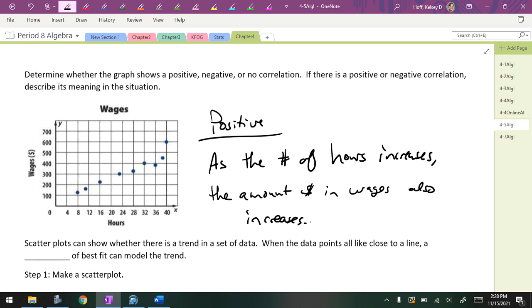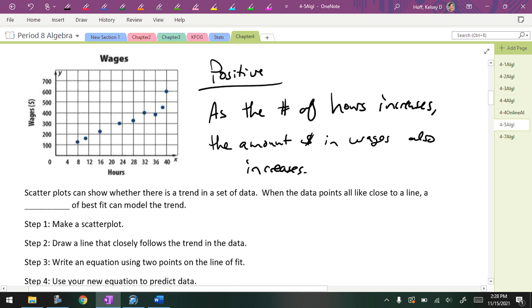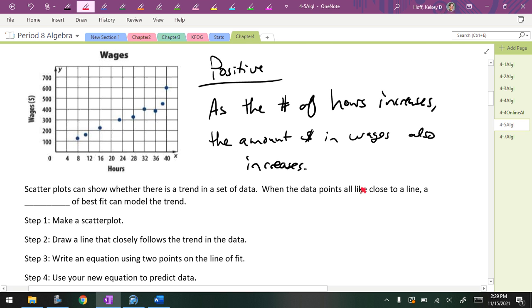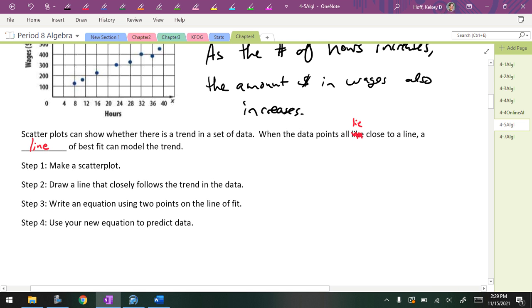Scatter plots can show whether there's a trend in the set of data. When the data points all lie close to a line, a line of best fit can model the trend. Now, it's a line of best fit. It doesn't mean it's exact. And we've kind of talked about this previously, like using a Sharpie, right? Hopefully it's touching most of the points. So in the process of this, you create the scatter plot. We draw a line that closely follows the trend. We write the equation using 2 points, and then we use our equation to predict data.